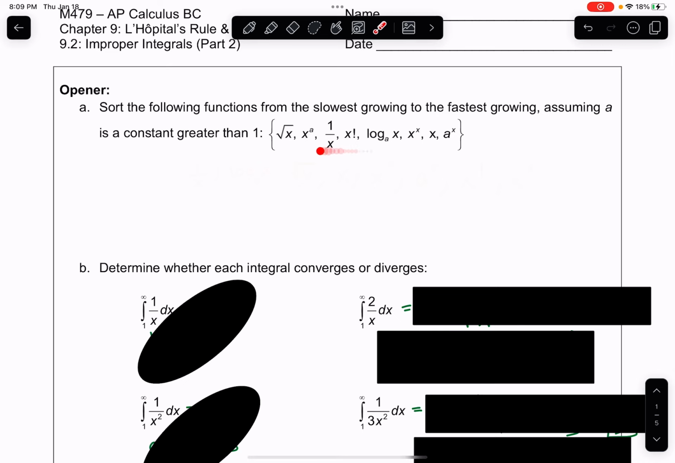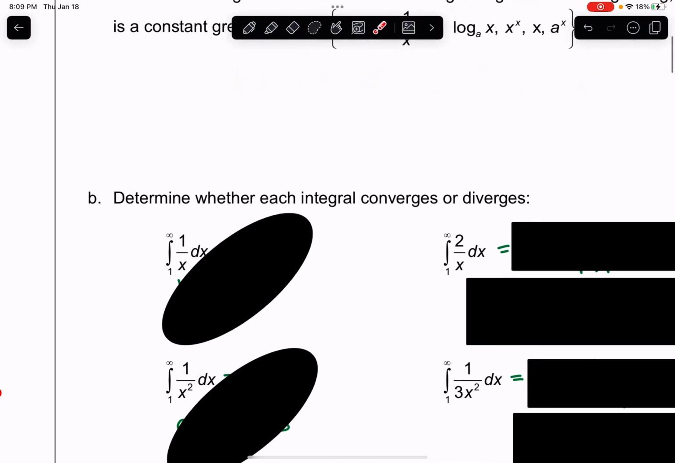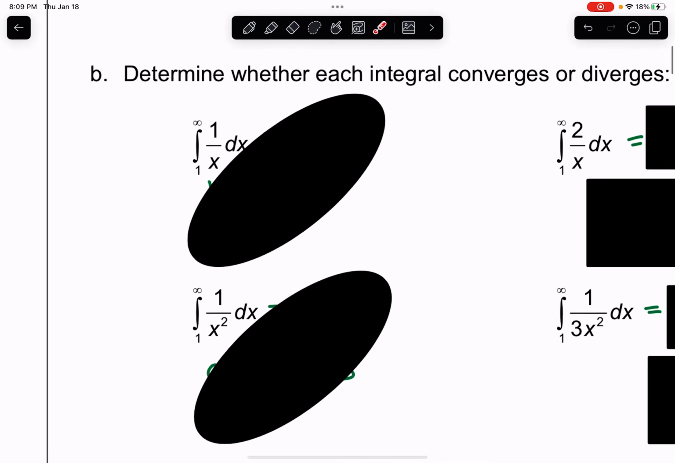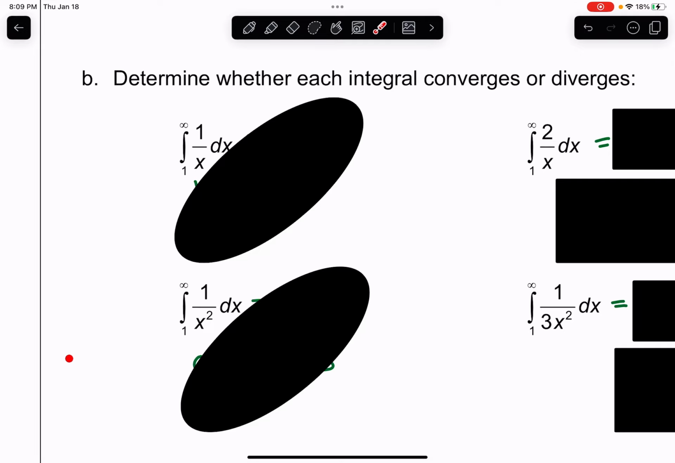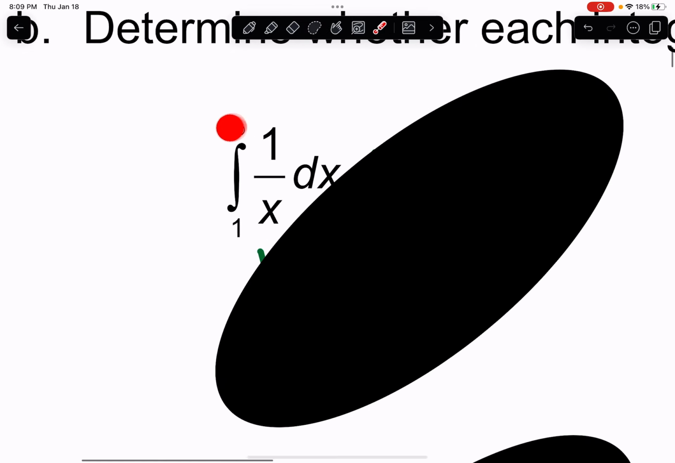So we're going to skip A because this is just refreshing on the hierarchy, which I trust you all to be able to do. Let's go down and take a look at B. Determine whether each interval converges or diverges. Okay, so I'm going to start with the 2 on the left because these are the 2 from our previous note sheet. Integral from 1 to infinity of 1 over x dx, right?